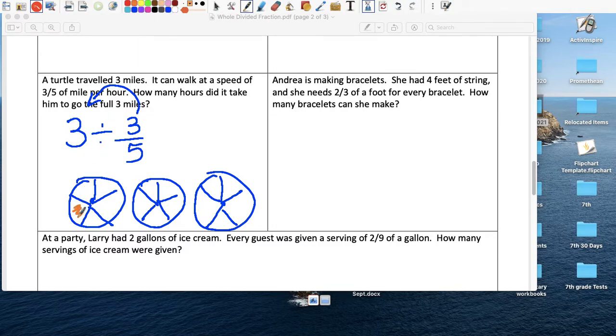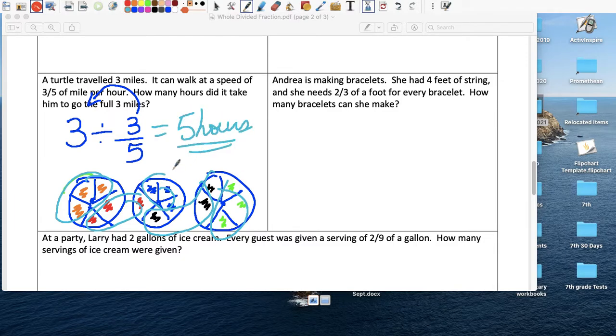So 1, una persona recibe esto. The second person will receive this one. Right? That's 2 people. I'm going to use colors. La tercera persona recibe 1, 2, 3. The next person gets 1, 2, 3. The next person gets 1, 2, 3. Oh, so that's nice. So how many different? ¿Cuántos grupos de 3/5? Let me use a different color. We have 1, 2, 3, 4, 5. So 5 hours, the turtle walked 3 miles.